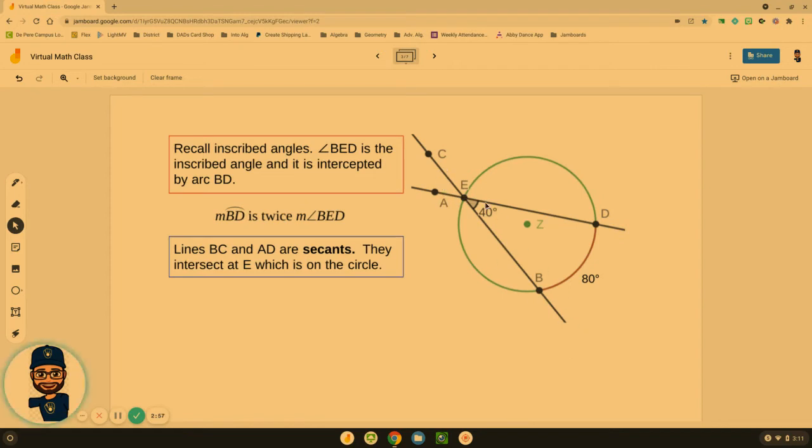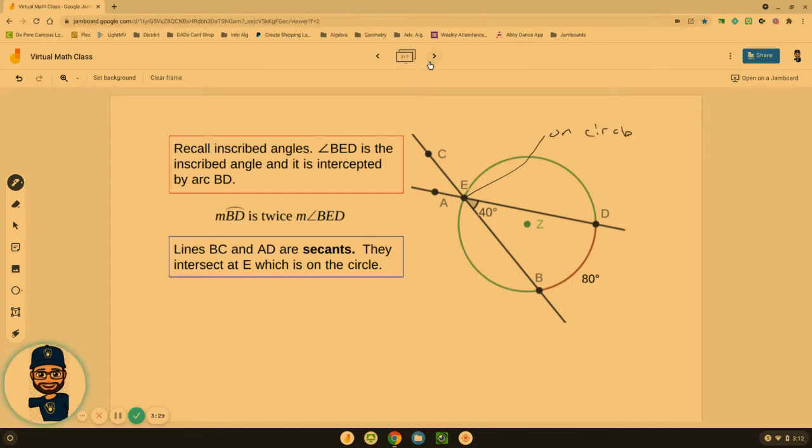Here we can call this line BC and this line AD, we can call them secants, right? Because they go through the circle, they touch the circle at 2 spots, they just don't go through the center. However, where they intersect is point E, and the important piece is it's on the circle. On the circle. That's what allows us to use that half or double rule. If the arc is 80, the angle is 40. It's half of it, okay?